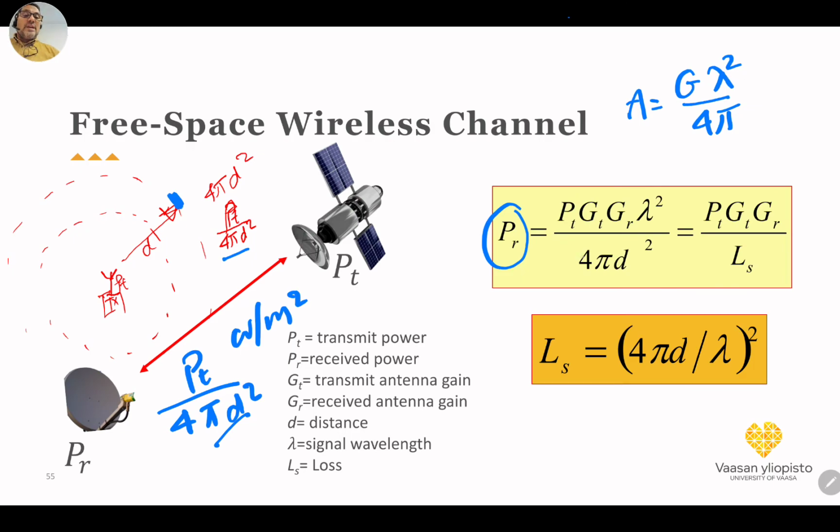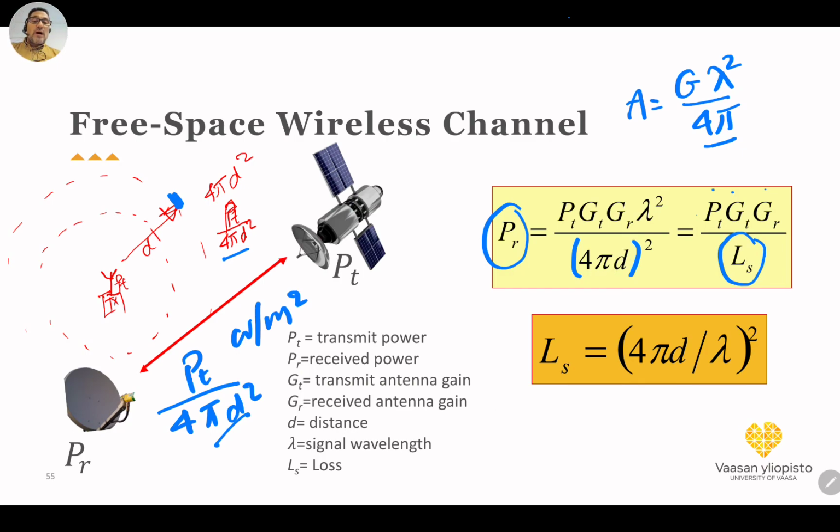It comes from here, divided by 4π d squared. Of course, here it is (4π d) all squared, because we have already 4π from here. So the received power is equal to the transmitted power, multiplied by the transmitting antenna gain, multiplied by the receiving antenna gain, divided by the losses. And you can see in free space the losses are related to the distance squared.